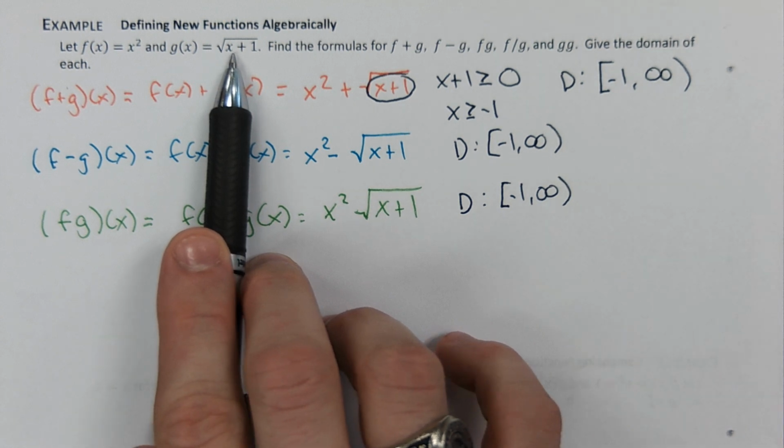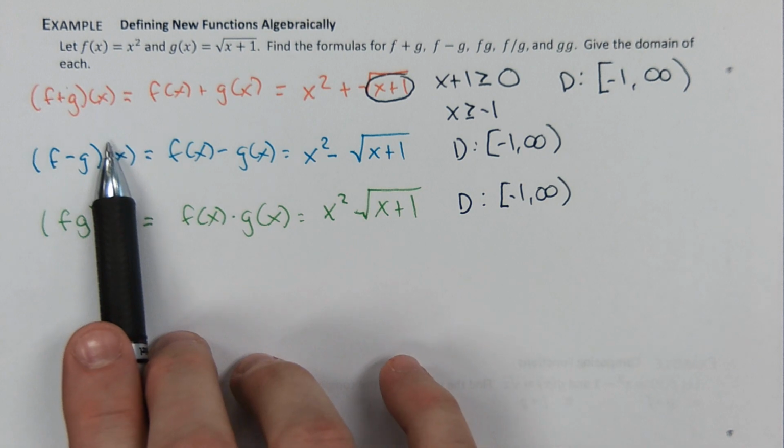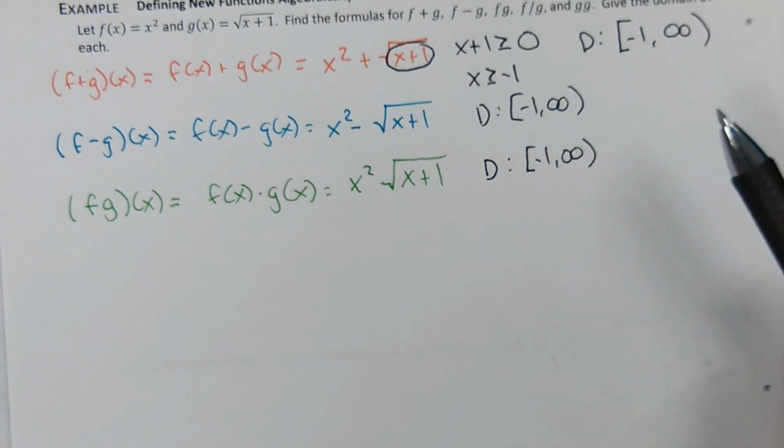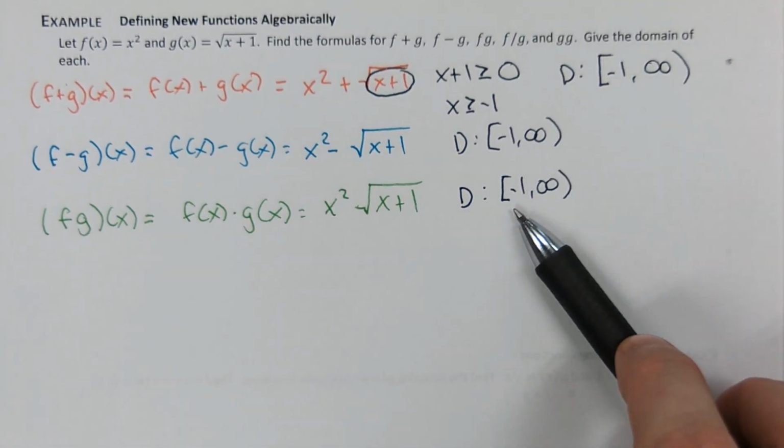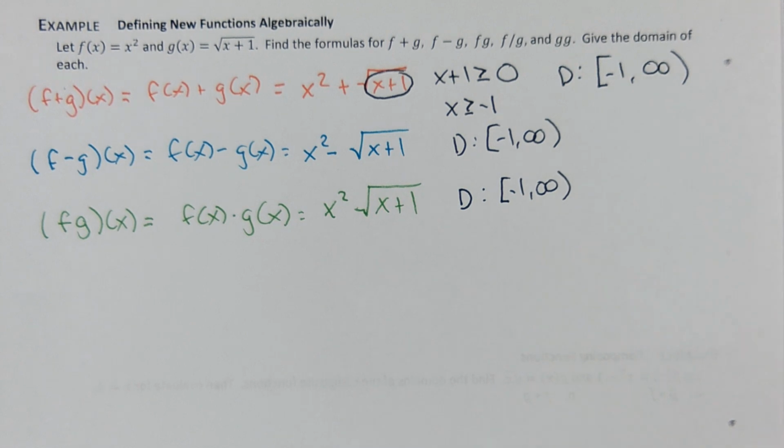And notice adding, subtracting, and multiplying gave us g's domain. But why only g's domain? Because g was the restrictive function. Function f said, use whatever numbers you want. And function g said, well, no, you can't use anything you want. I'm only going to let you use the numbers negative 1 to infinity.